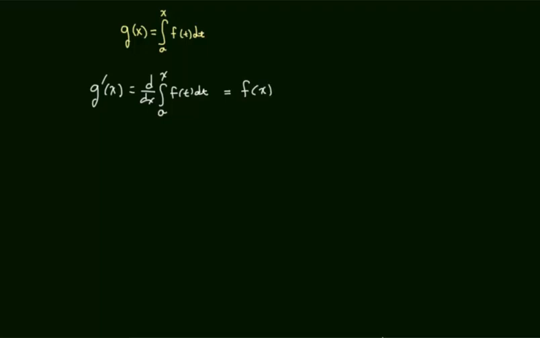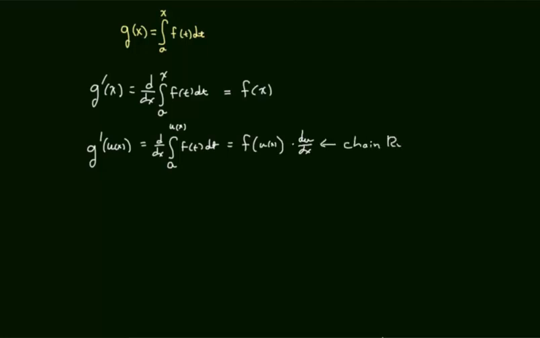But I'm going to extend this now. I'm going to say, what happens if we do g prime of u of x? Well, it's still the derivative with respect to x of the integral from a to u of x this time, f of t dt. And this is where it gets a little bit different. It's going to be f of u of x, but then we need times du dx. That's the chain rule portion. Chain rule.